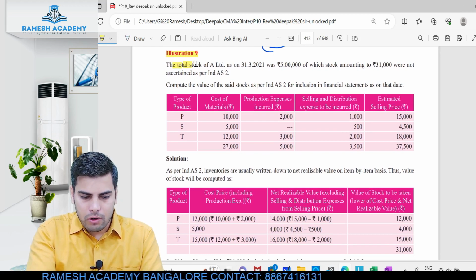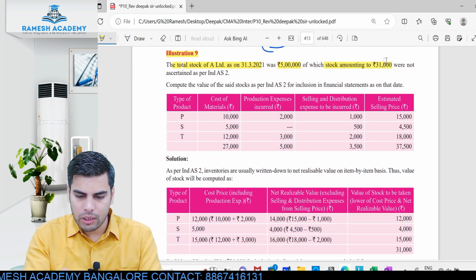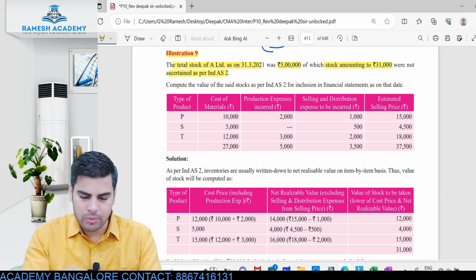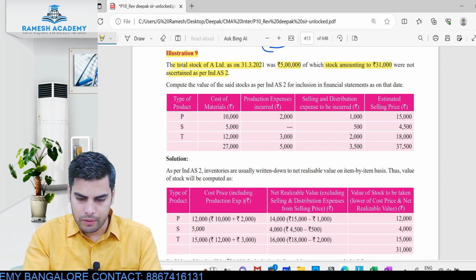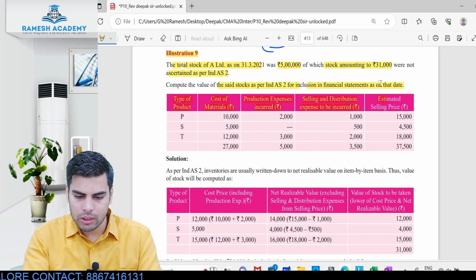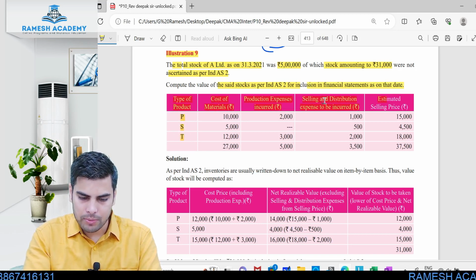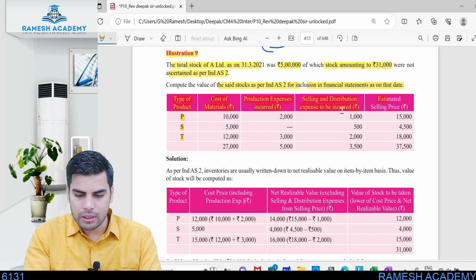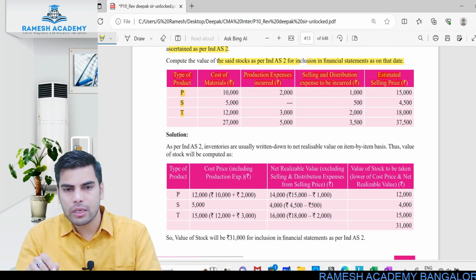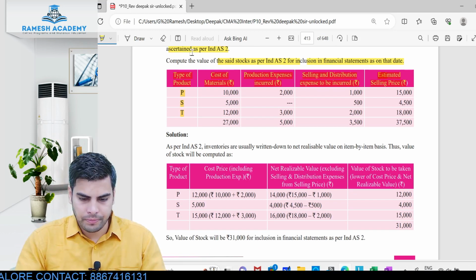The total stock of A Limited on 31st March 2021 is 5 lakh, of which stock amounting to 31,000 rupees was not ascertained as per accounting standard 2. Compute the value of the said stock as per Ind AS 2 for inclusion in the financial statement. They have given three types of product, P, S and T. They have given you the cost of material, production expenses, selling and distribution expenses and then estimated selling price. Now when it comes to selling and distribution expenses, will I be considering it? No, right?